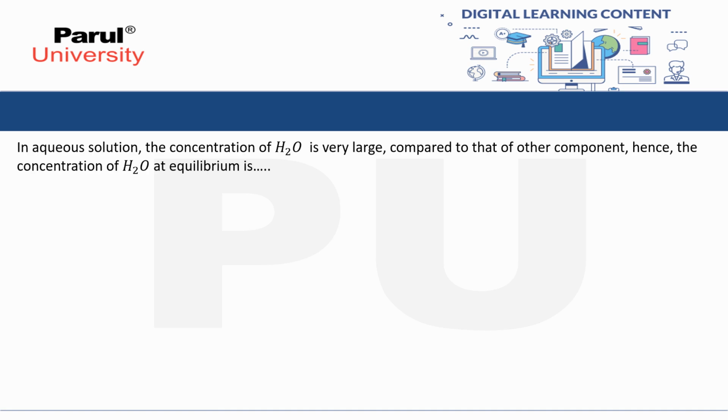Therefore, in an aqueous solution, with the assumption that the concentration of water is very large as compared to that of other components, the concentration of water at equilibrium is considered to be a constant value. Therefore, Ke multiplied by concentration of water to the power n will give you the concentration of A+ to the power x into concentration of B- to the power y upon concentration of AxBy.